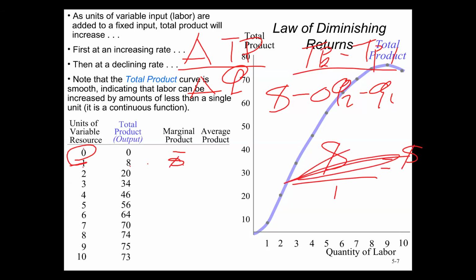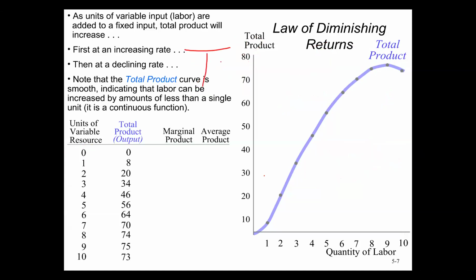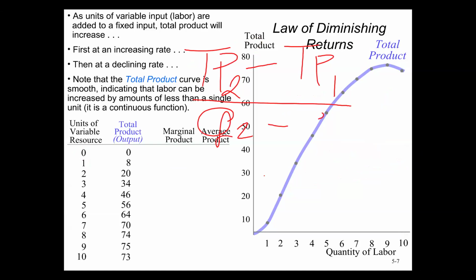Let me repeat. You start from the formula. A higher total product minus a lower total product, divided by the higher output minus the lower output. So what you're saying here is when the output is 0, then the marginal product shall always be 0. So you have 0 here.